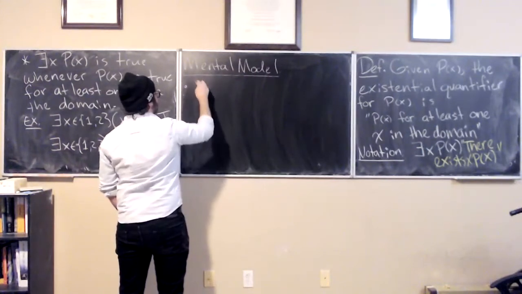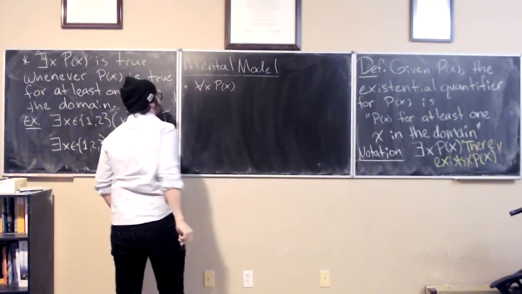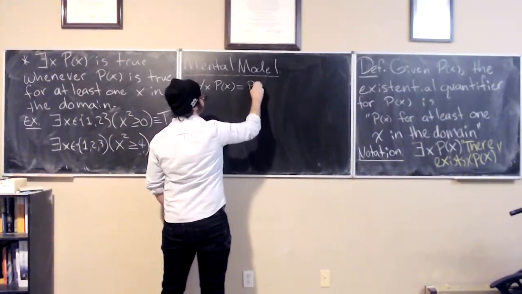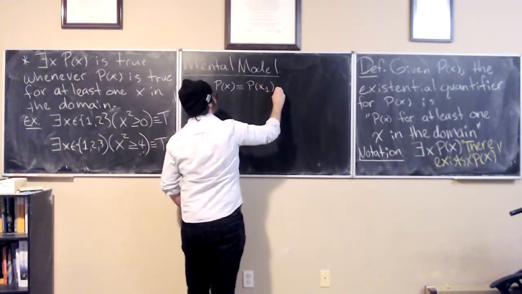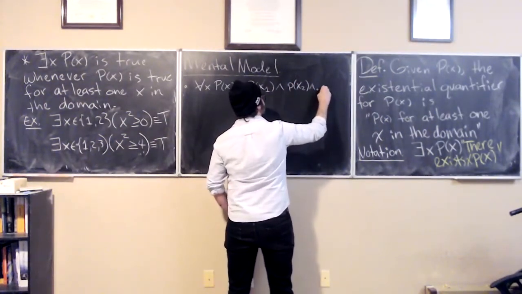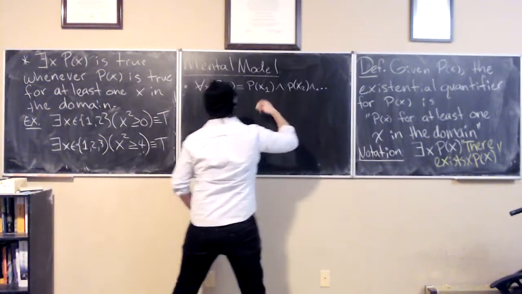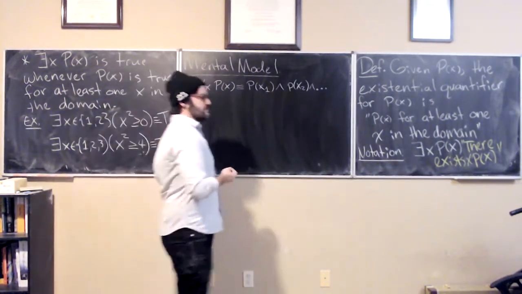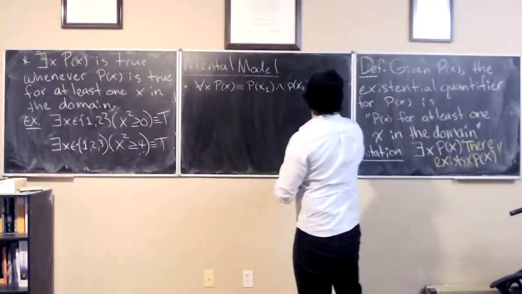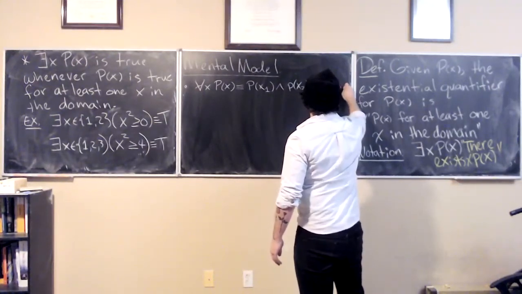The universal quantifier applied to P of x is essentially logically equivalent to P of x1 and P of x2 and dot, dot, dot, off forever. And this is for every single x in the domain of interest, right? Maybe just to really illustrate it, I'll do one more: P of x3 and dot, dot, dot.